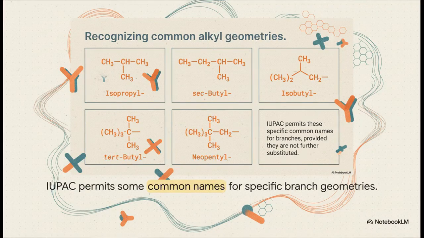And you might think a system this logical would be super rigid, but it's actually got a pretty cool quirk. For some very specific, very common branch shapes, like the Y shape of an isopropyl group or that cross shape of a tert-butyl group, IUPAC actually lets us use these old-school common names. It's kind of like a little nod to the past, as long as those branches don't have their own branches.